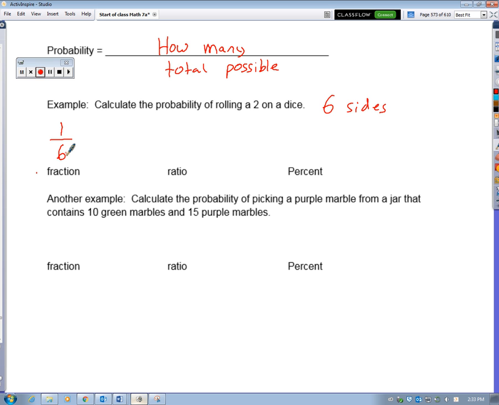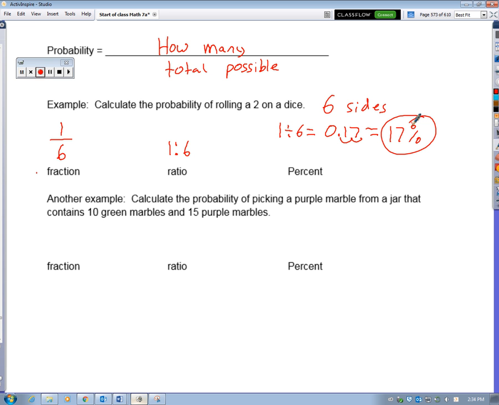We could turn that fraction sideways, make it into a ratio to say 1 out of 6. We could also make that into a percent by taking 1 divided by 6, and that's going to get us 0.17 if we round that, and then we can make that into a percent by moving your decimal 2 places, and you could get 17%. So 3 different ways you could show what the probability is of rolling a 2.